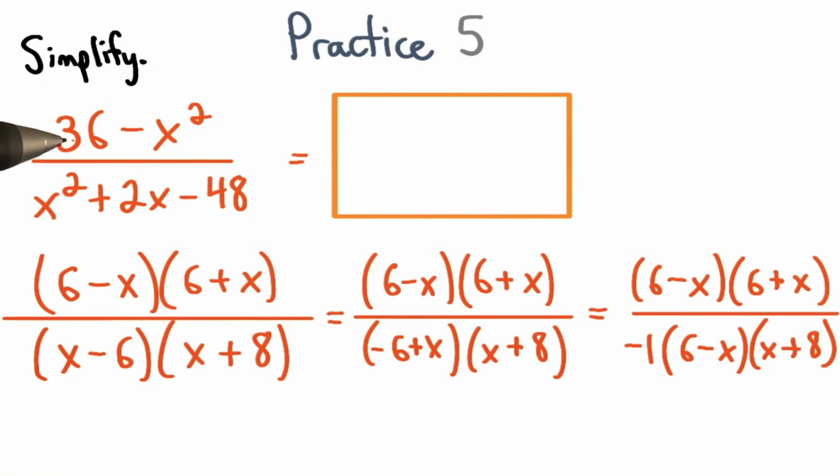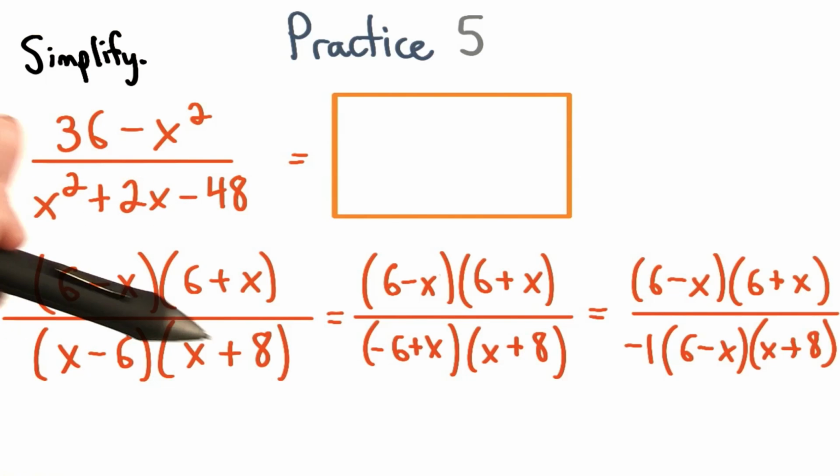We can factor this numerator as the difference of two squares. We can write it as 6 minus x times 6 plus x. For this denominator, we want to find the factors of negative 48 that sum to positive 2. These factors are negative 6 and positive 8.